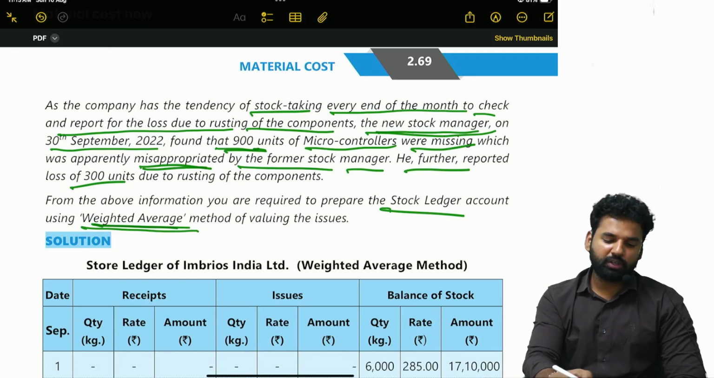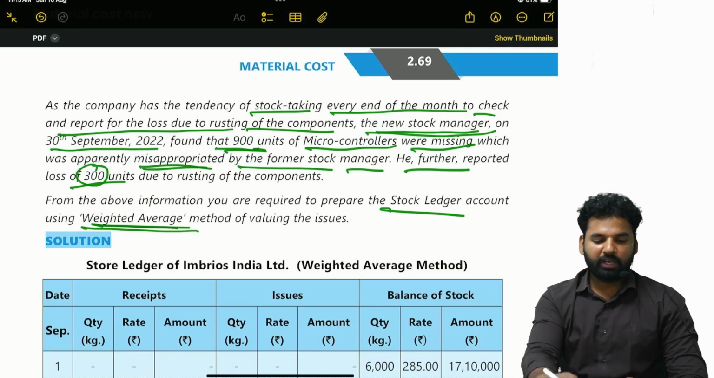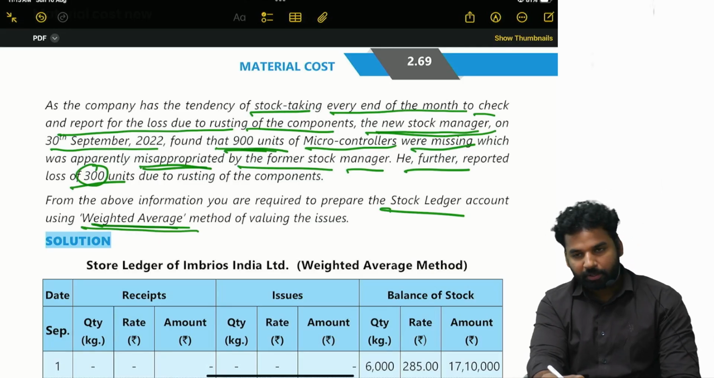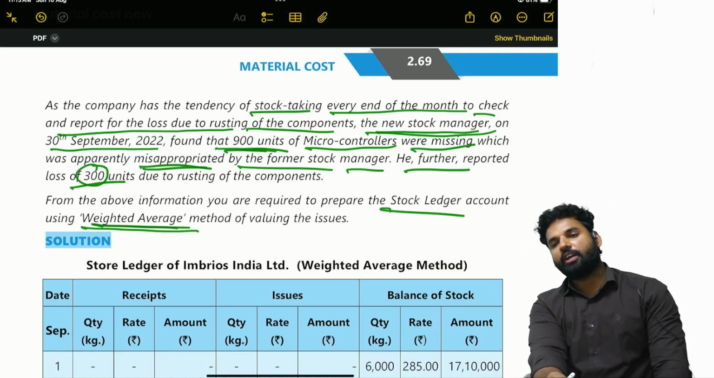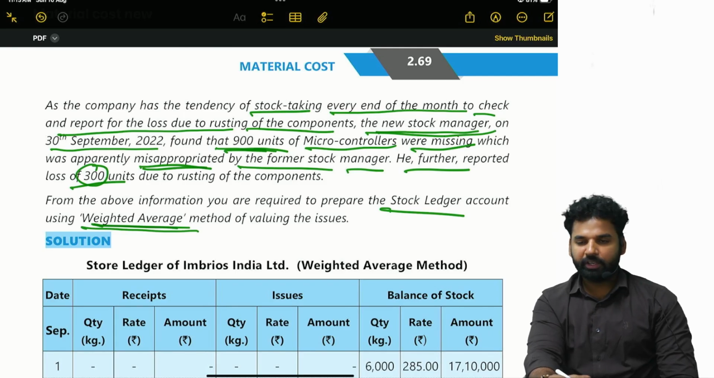So rusting of the components, 300 units, this is normal loss. The 900 units misappropriated by the former stock manager, that is abnormal loss. So obviously abnormal loss, what shall be done? Charged to costing P&L. Anyway we will be short of that material. It will be treated just like issues. But the normal stock will be there, no? So normal loss will be there.